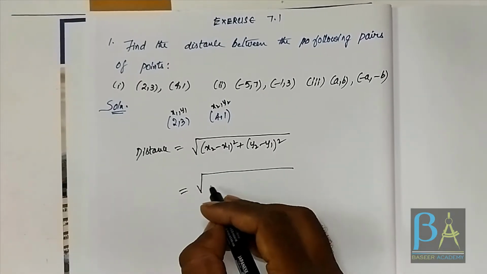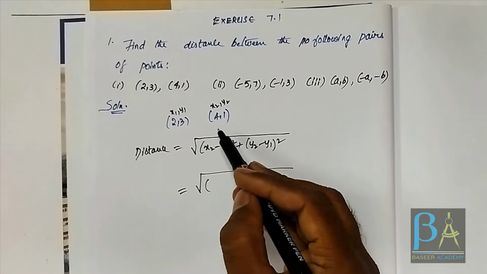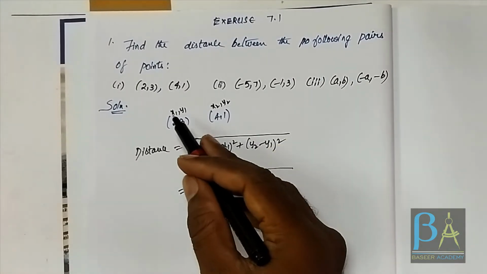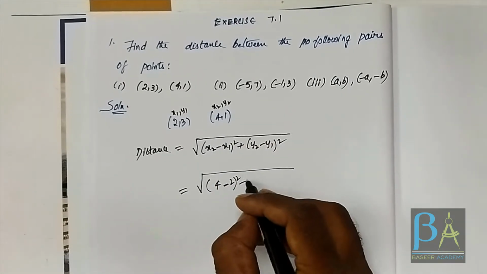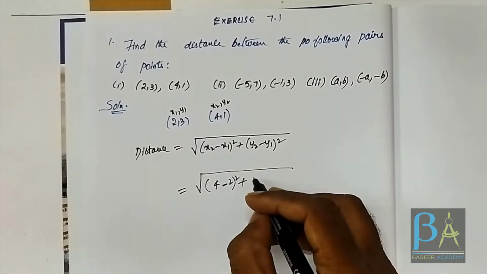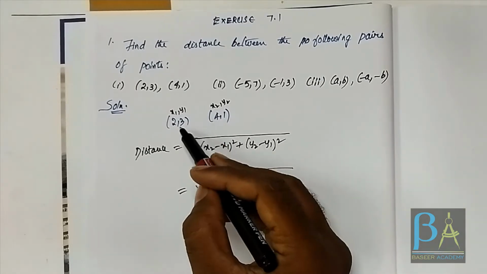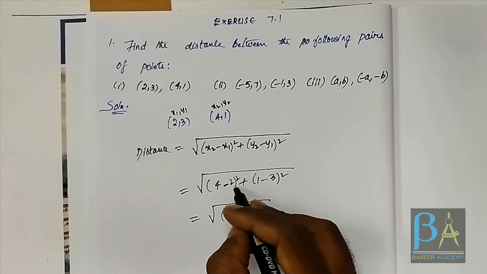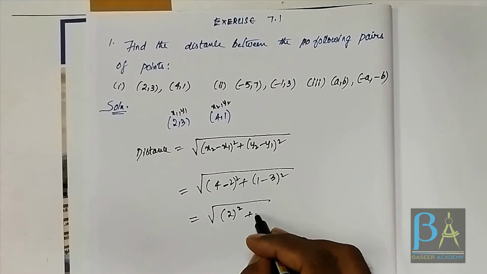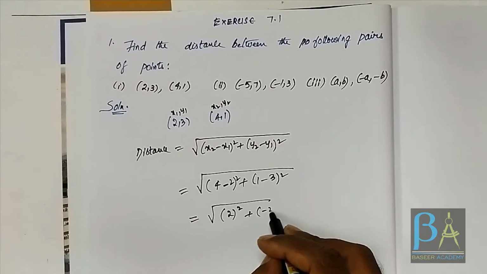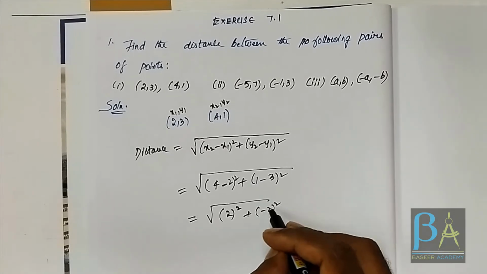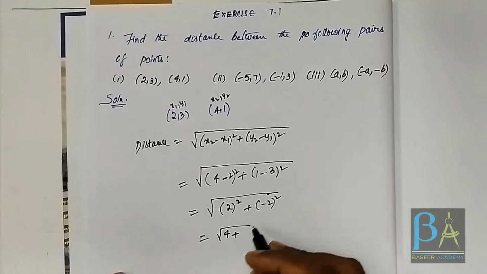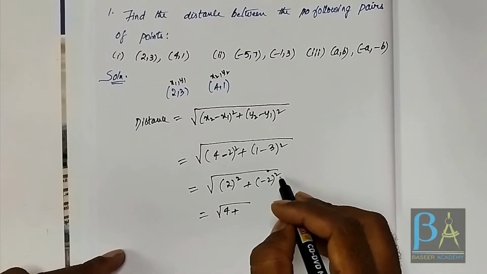Now let us substitute the values here. In place of x2, I need to substitute 4, keep the minus sign. In place of x1, I need to substitute 2 here, plus in place of y2, I need to substitute 1. In place of y1, I need to substitute 3. So what happens now? 4 minus 2 is nothing but 2 itself, and then 1 minus 3 is minus 2. The square, I'm writing it as it is. Now what happens? Square root of 2 square is 4, minus 2 square, when you square it, it becomes plus, isn't it?